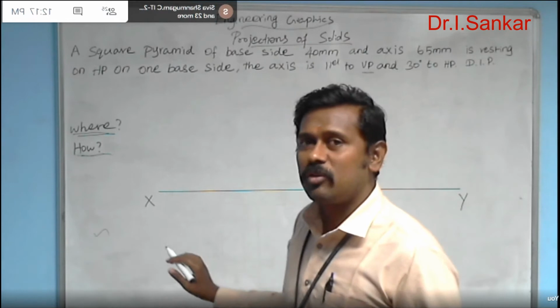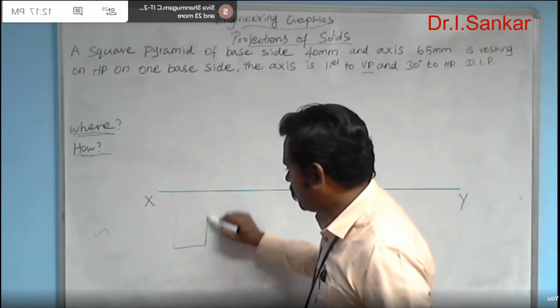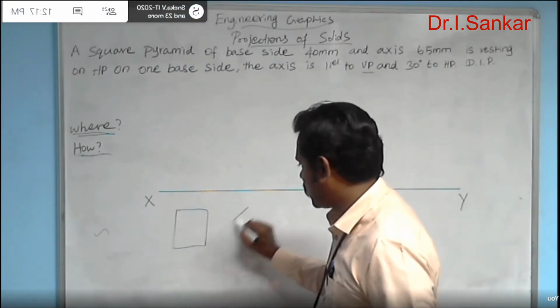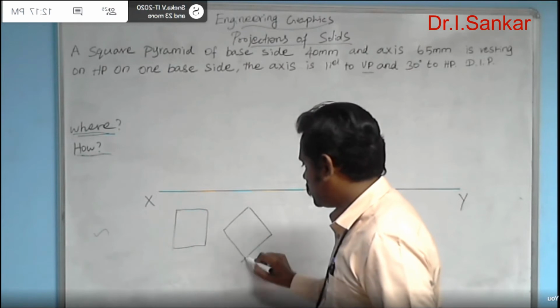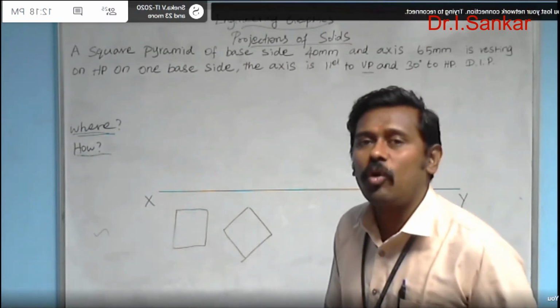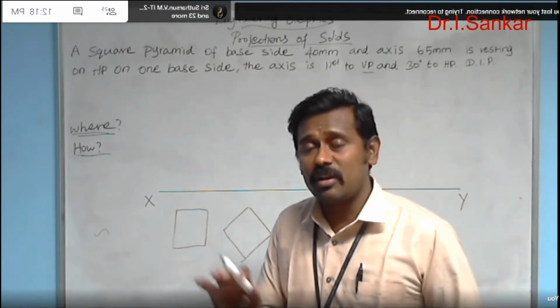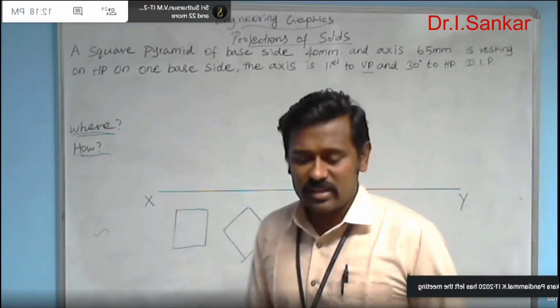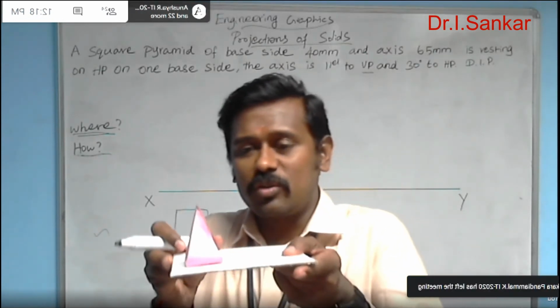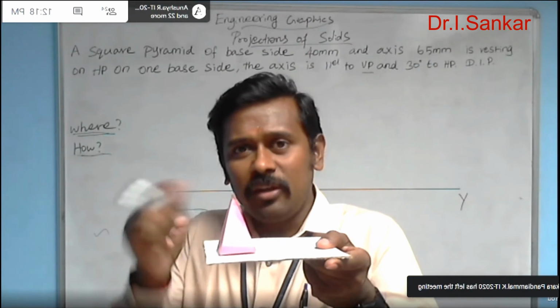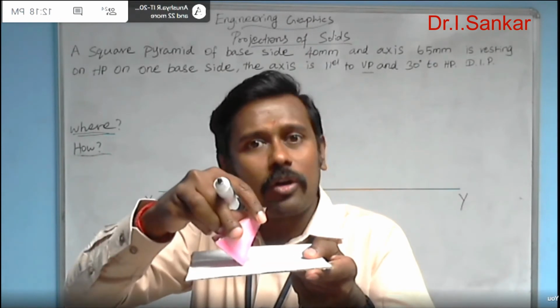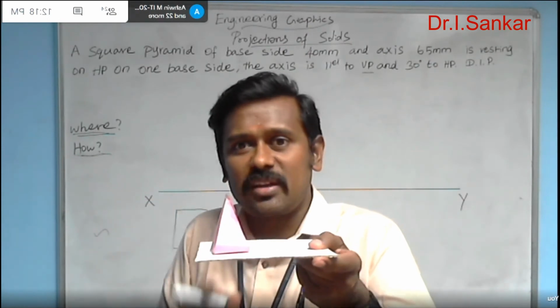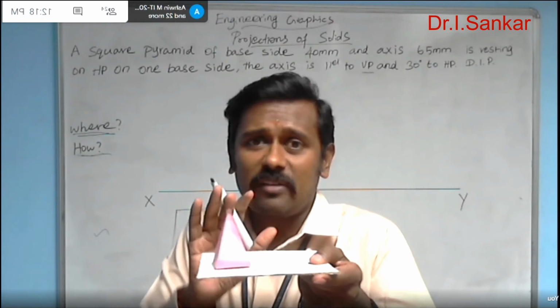How are you going to draw the square? In which alignment? In that alignment or this alignment? Which alignment is apt for the current resting condition? See, the solid is going to rest in that way. In future you are going to tilt it, no doubt. This is the first position only, it is not the final position.